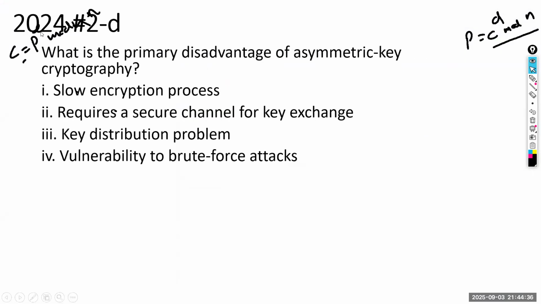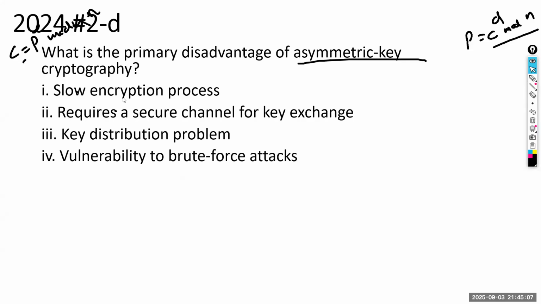Right. Still, we are in 2024. What is the primary disadvantage of asymmetric key cryptography? It's slower compared to symmetric key. Right? Slower, because these algorithms are much more complicated than symmetric key cryptography algorithms. And also you need large keys compared to symmetric key cryptographic keys.